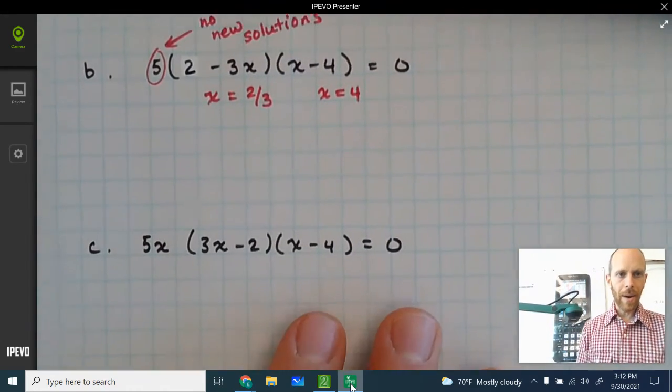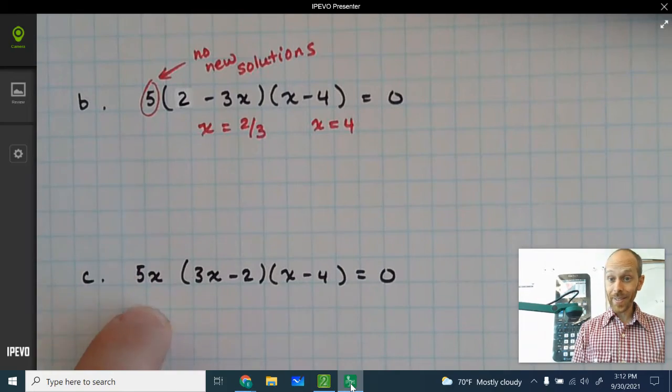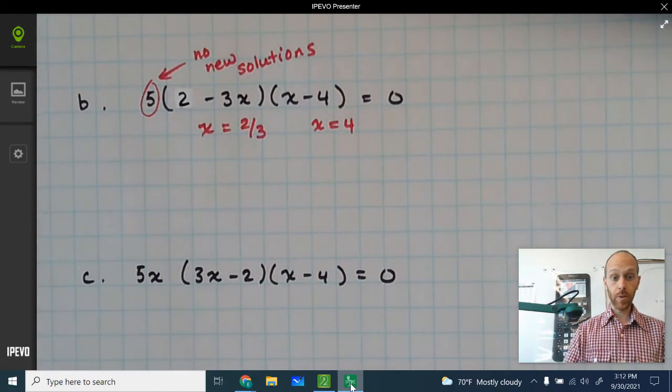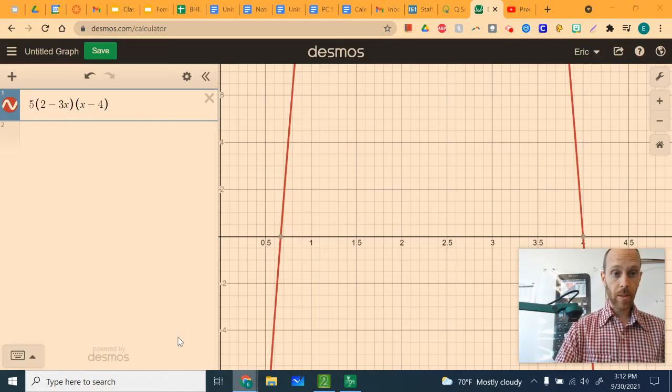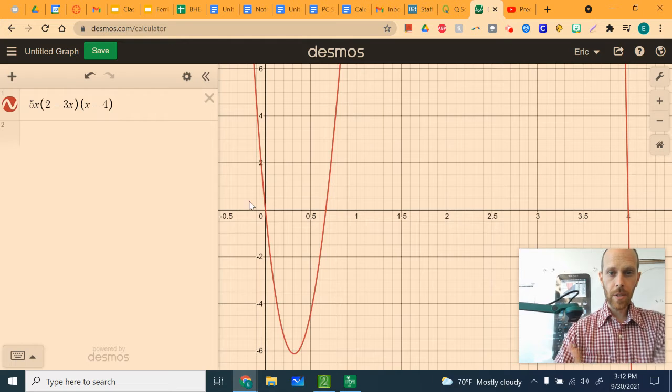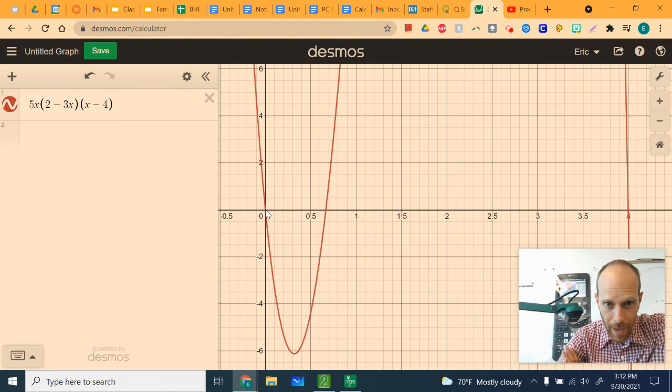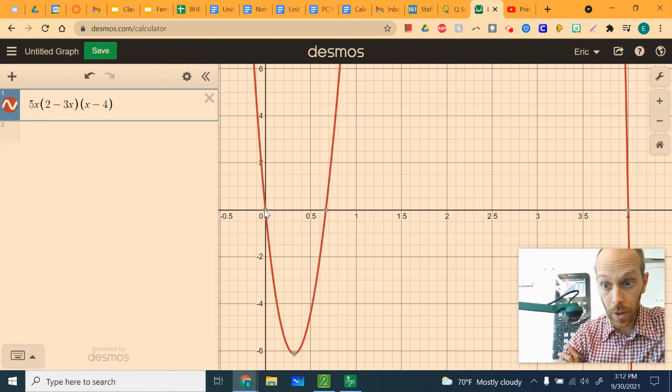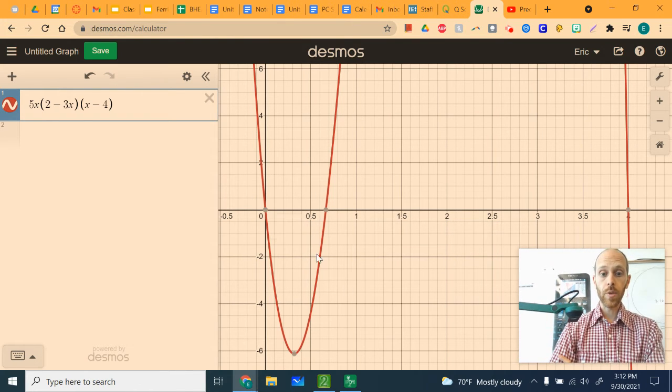Now, what about if we put a 5x in front? Will that change our solutions? Let's take a look at Desmos. So I'm now going to throw an x in here. Ba-boom! Oh, and sure enough, see that all of a sudden now we've got another spot where the curve is crossing the x-axis, and it is specifically at 0. So we still have the 2/3, we still have the 4, but now 0 is also a solution.